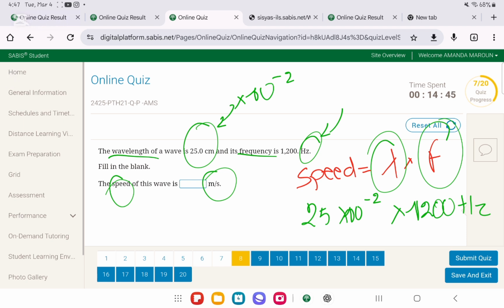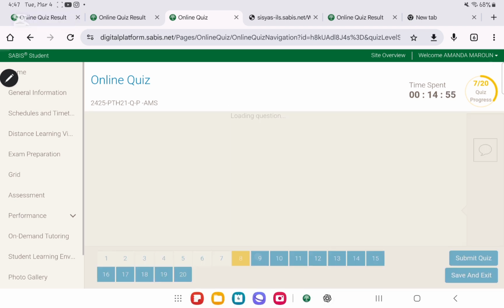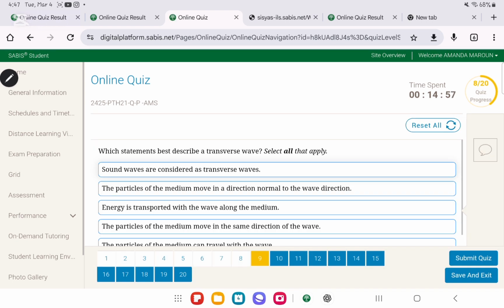So let us see what we're gonna get. We are gonna get 300 meters per second. So very simply, the speed of this wave is 300 meters per second. We move on to question number 9.